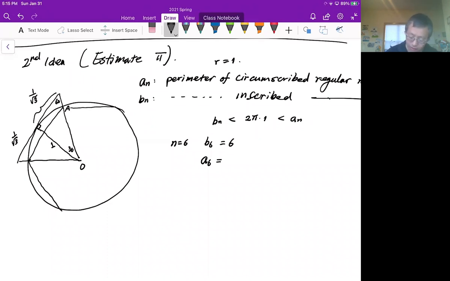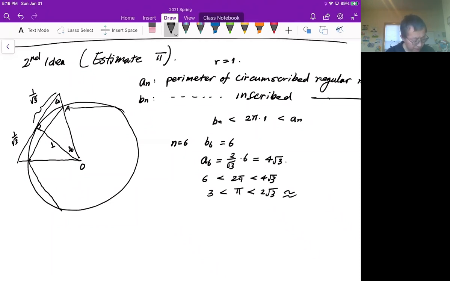So it's actually equal to 2 over root of 3 times 6 here. So that is A6, right? And if you work on that, it's actually 4 times root of 3. And so if you just work on that, 2 pi is smaller than 4 root of 3, bigger than 6. Pi is bigger than 3 and smaller than 2 root of 3, which is roughly 3.4 something. Okay, that's not very good.